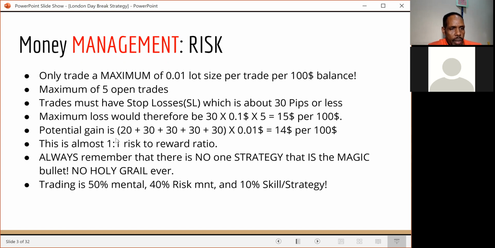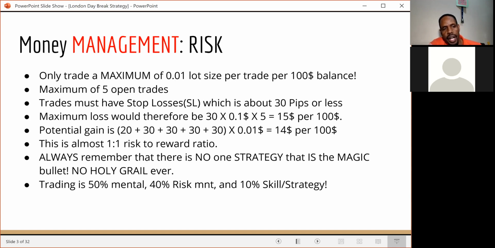The other thing that I need to mention here is that always remember that there is no one strategy that is the magic bullet in foreign exchange. All our trading strategies have a failure at some point. So normally it is how you manage your strategy very well. So even this particular strategy that I'm presenting to us tonight, yes, it works very well.